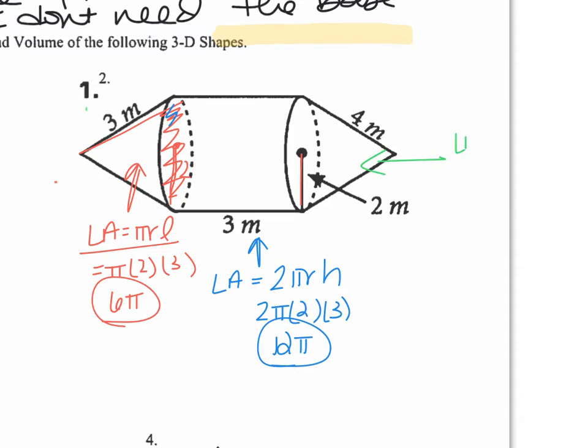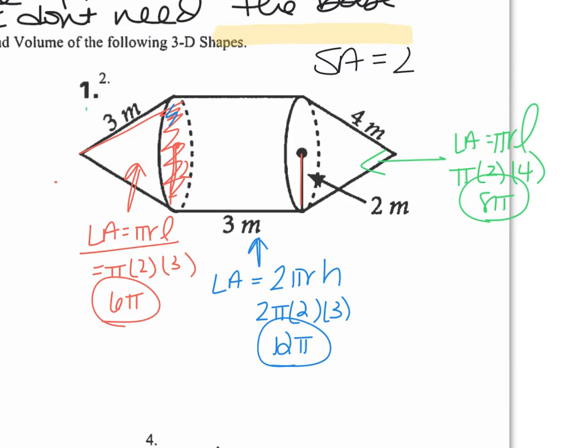Last one, I'm going to find the lateral area of my cone because, again, I don't need to wrap my base. I already have that formula, but I'm still going to write it down for good organization. My radius is 2, and here my slant height is 4. So that's 8 pi. That means my surface area of this whole shape is 6 pi plus 12 pi plus 8 pi, and that would be 26 pi meters squared.